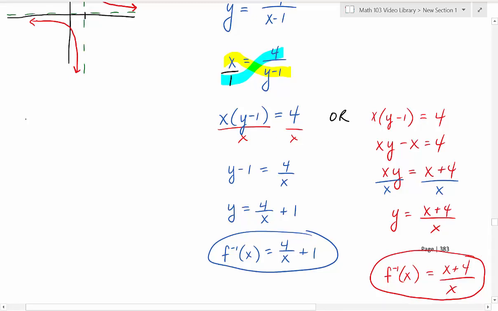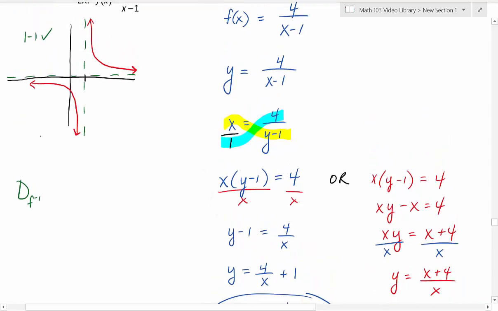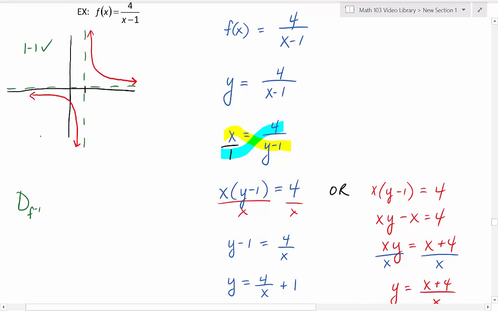We now need to state the domain and range of our inverse function. We're going to use the graph that we drew originally to help us with this. We know that the domain of the inverse function is the range of the original, so we'll take a look at our graph and state the range. Now, we have a horizontal asymptote at y equals 0, so our range is going to include anything except where that asymptote is. So we'll have from negative infinity to 0, and then from 0 to positive infinity.